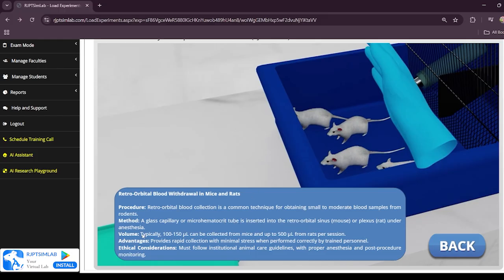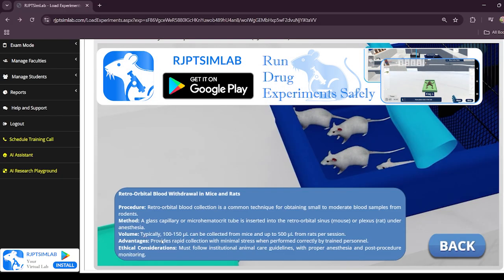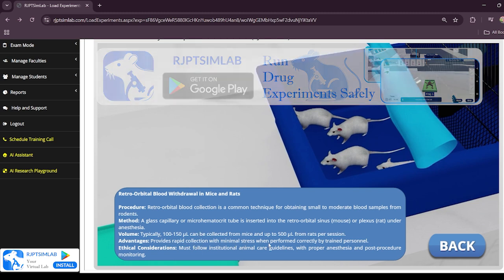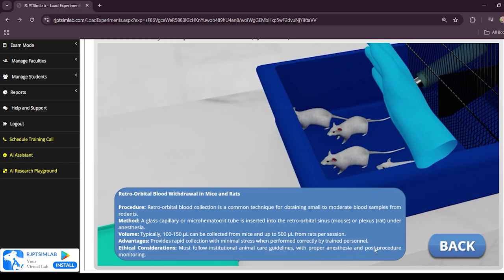The volume of blood sample that can be collected from this technique is typically 100 to 150 microliters from mice and up to 500 microliters from rats per session. The advantage of this technique is that it provides rapid collection with minimal stress when performed correctly by trained personnel. And the ethical considerations that must be followed are institutional animal care guidelines with proper anesthesia and post-procedure monitoring.